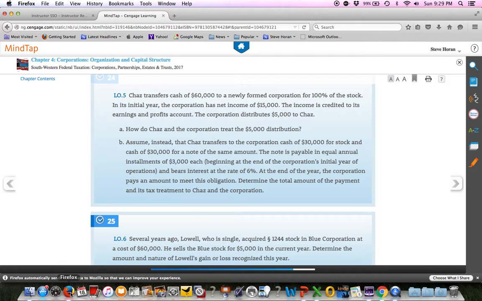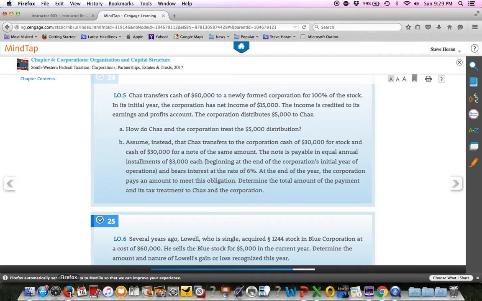For Part B, a little bit different though. The corporation payment to Chaz is $4,800: $1,800, which is interest, which is $30,000 times 6%, and $3,000 in annual note payment. So they're going to pay him $3,000 per year plus 6%. Okay, 6% interest. So 6% times 30,000 is 1,800.